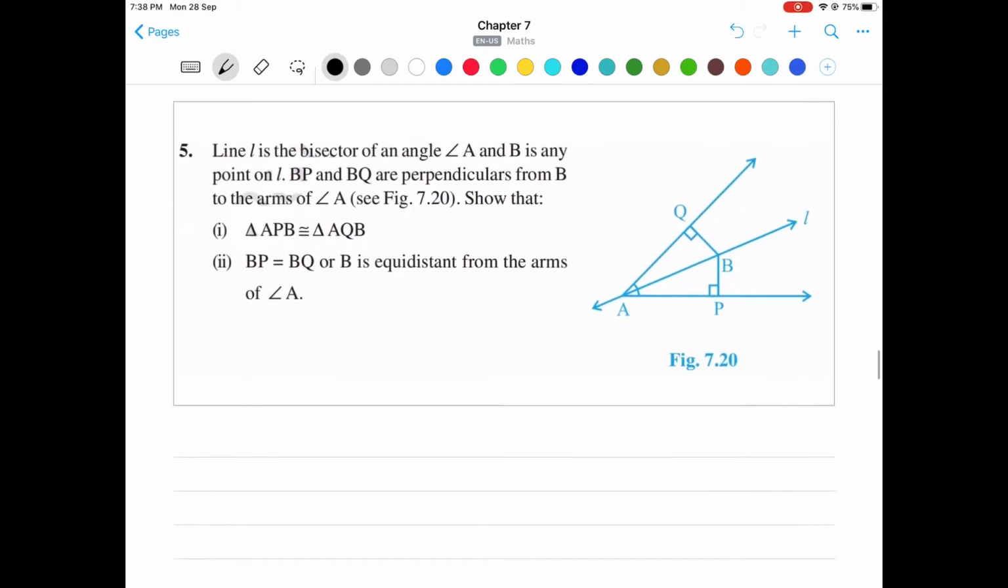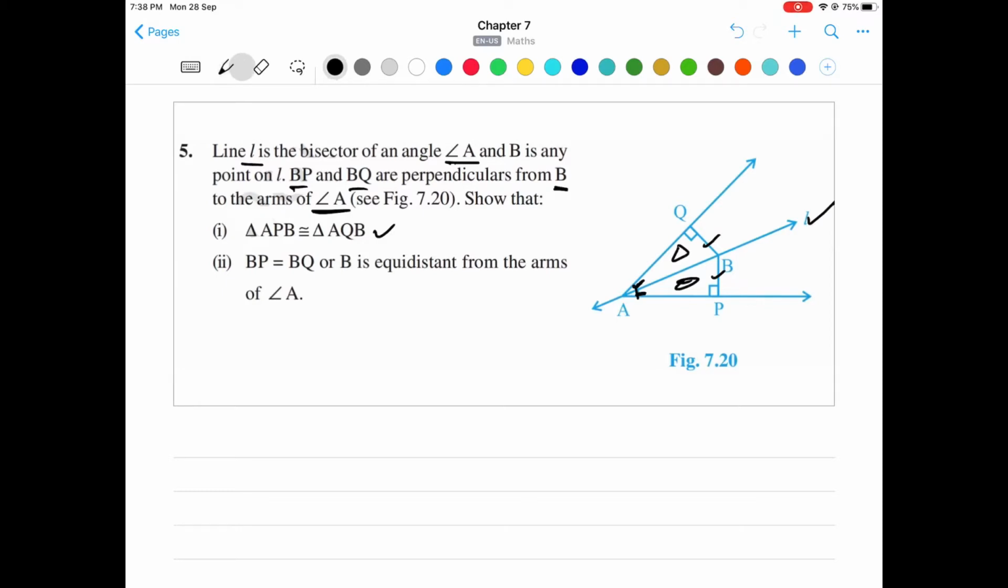Moving ahead to the next question, we have question number 5. This is again very simple. It says line L bisects the angle A. So we have this line L which is bisecting this angle A. That means this part of the angle is equal to this part of the angle. Then it says BP and BQ are perpendicular from point B to the arms of angle A. So we have two perpendiculars BP and BQ from point B on the arms of angle A. We have to prove two things here, that triangle APB, this one, and triangle AQB are congruent.